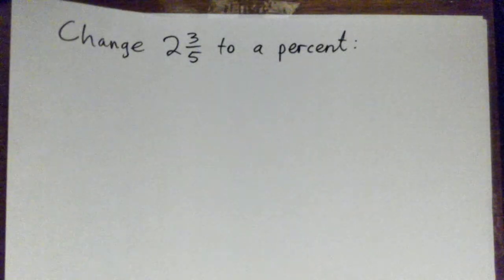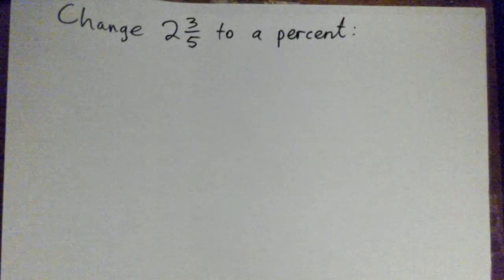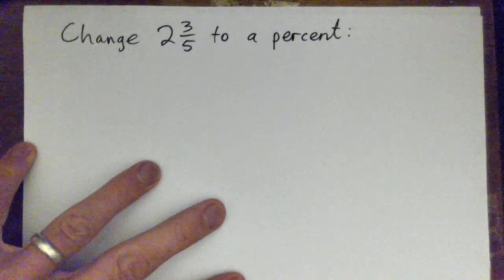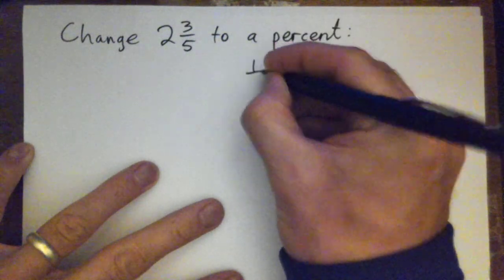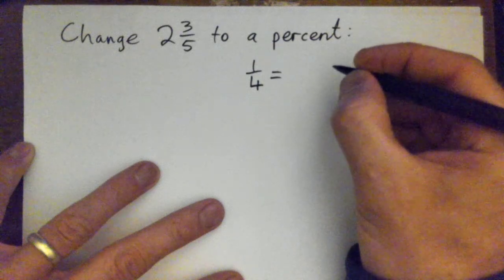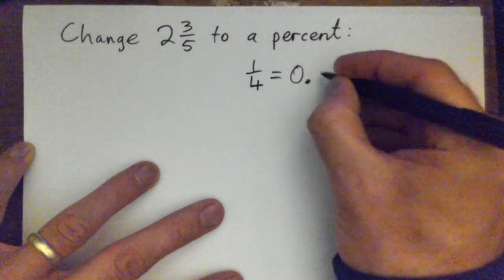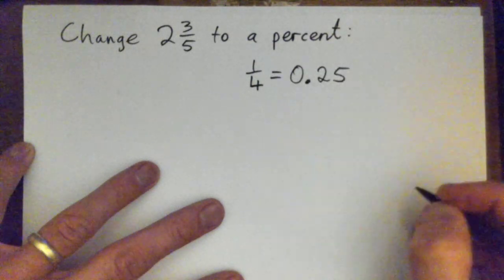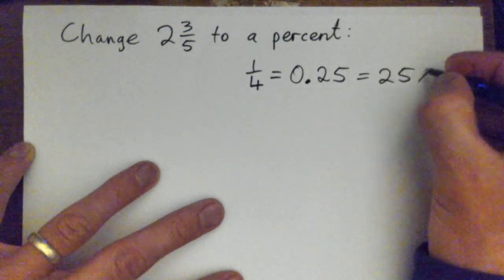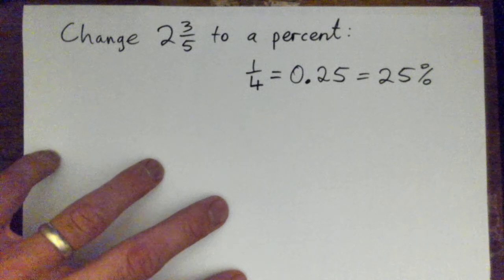Okay, so we're going to change 2 3/5 to a percent. Now, I want you all just to recall one simple example again. We're just going to write this down. 1/4, think about money, is the same thing as 25 cents, 0.25, right? Which is the same thing as 25%. I just like to write down a useful example. Just give us a key.